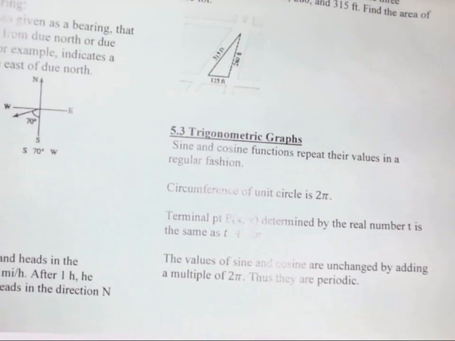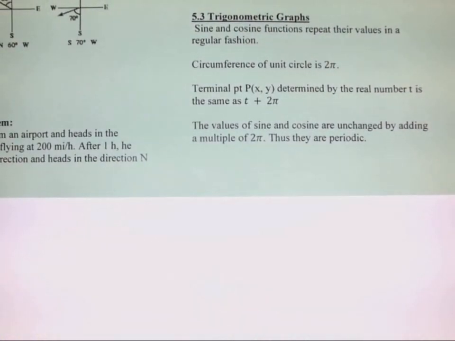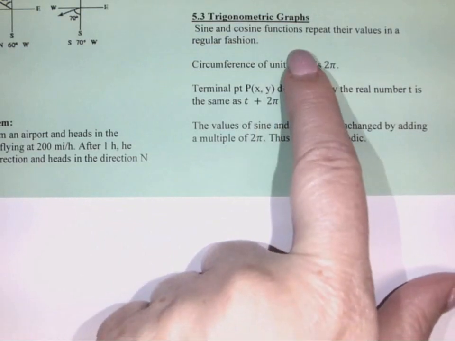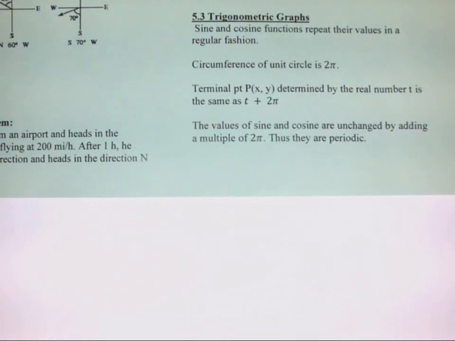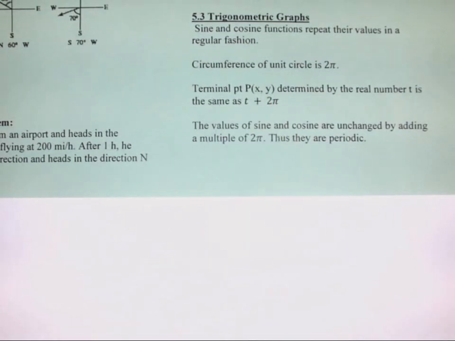All right, so we're going to talk about trigonometric graphs. So sine and cosine functions repeat their values in a regular fashion. Remember that the circumference of the unit circle is 2 pi. So we're back to the unit circle again.